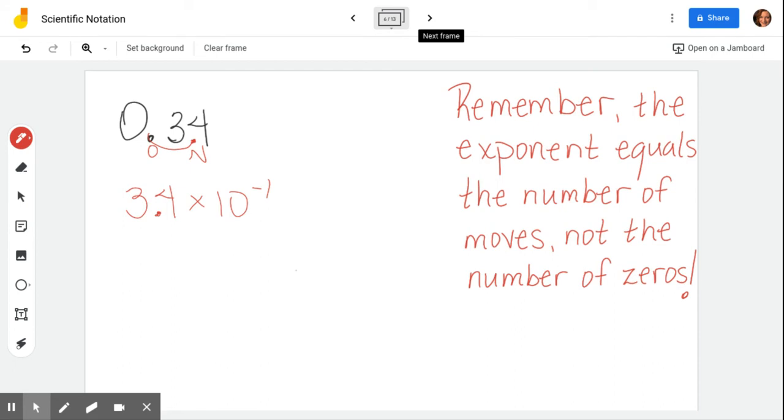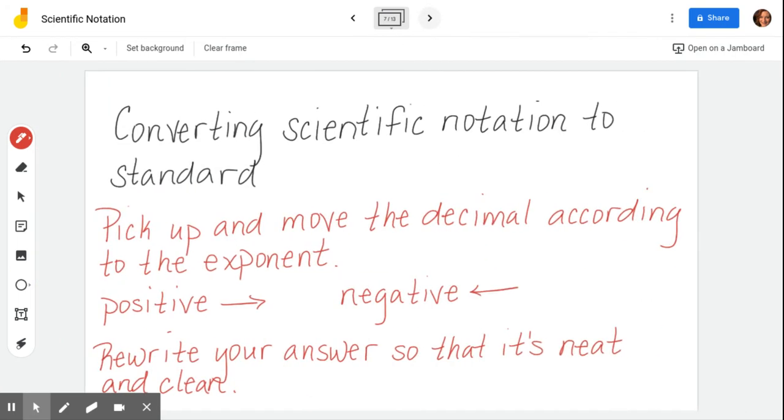It's really, really important to remember that the exponent is the number of moves. It's not the number of zeros. In the many, many years that I've taught this, the most common mistake I see happen on my students' papers is that they think the exponent is zeros. It's moves, not zeros. Okay? So that's changing from standard to scientific. In my opinion, it's a little bit easier to go the other way.